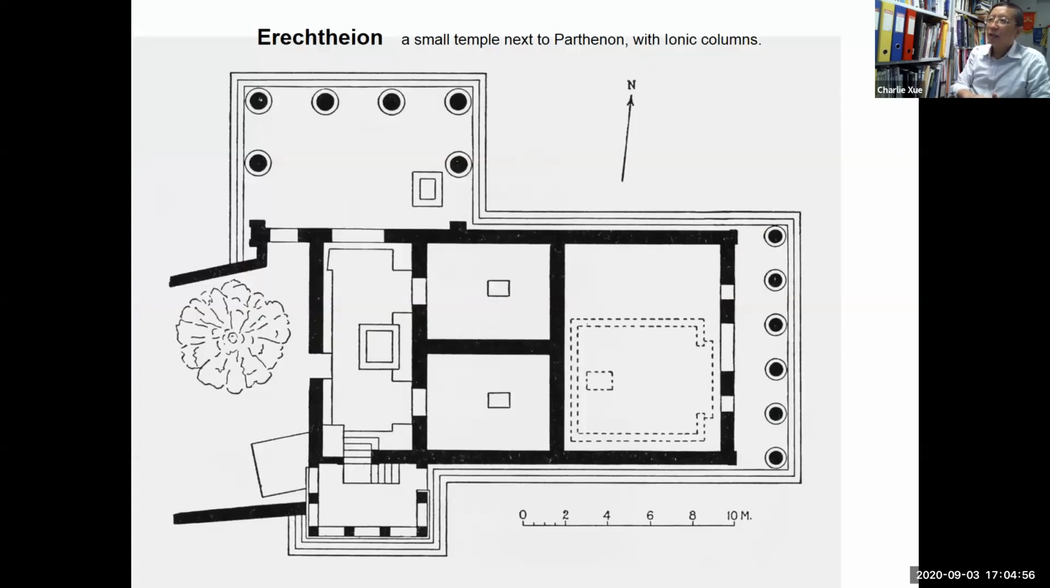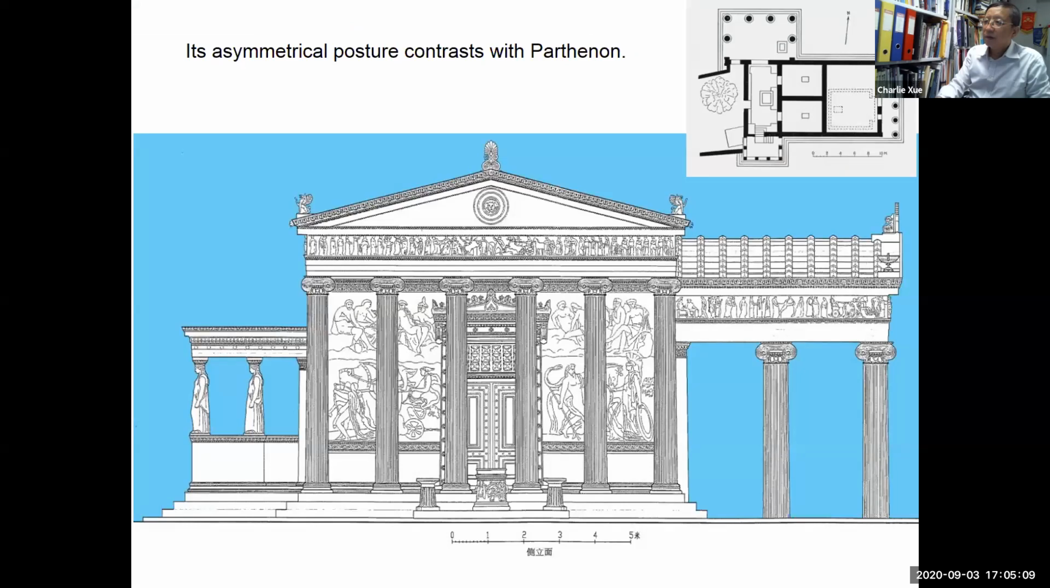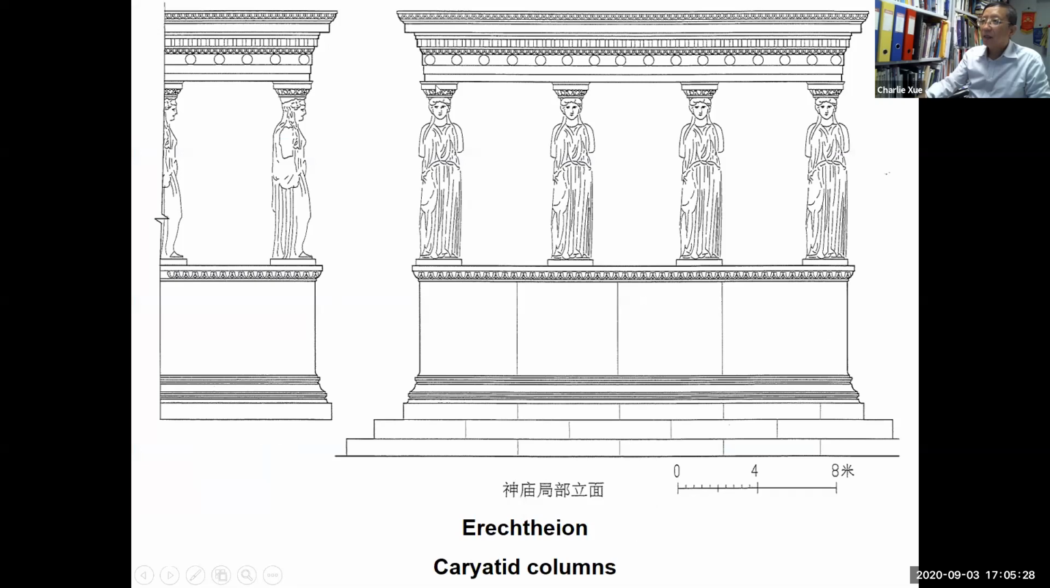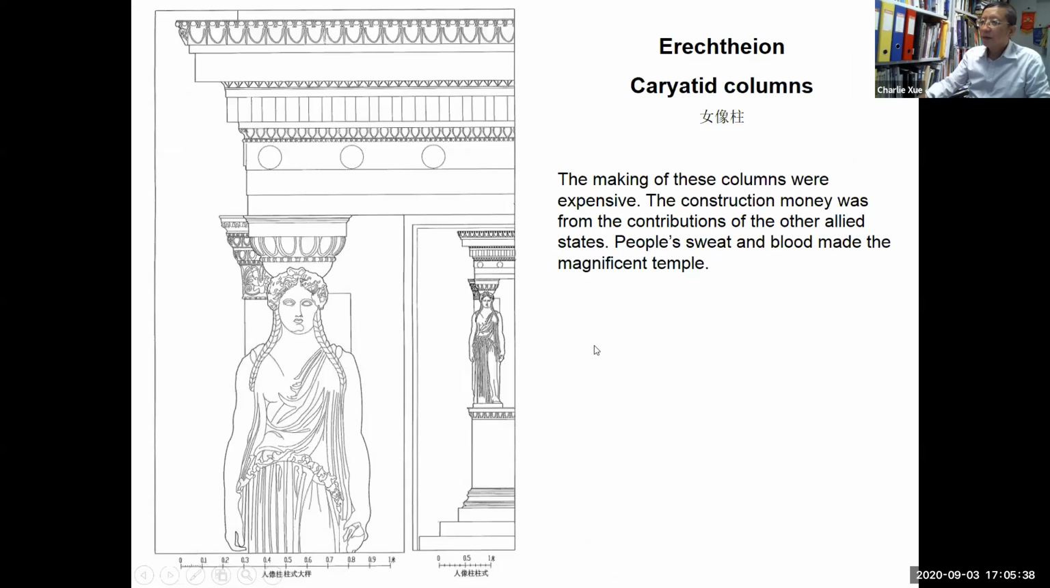This is another temple called Erechtheion. Erechtheion is on the side, so it's symmetrical. A symmetrical posture contrasts with Parthenon. So you can see this door Ionic columns. This is also Ionic. Directly use a woman's sculpture here. This is Ionic, right? Ionic columns. And this directly use people's figure. Caryatid columns. Caryatid columns use a woman's figure.